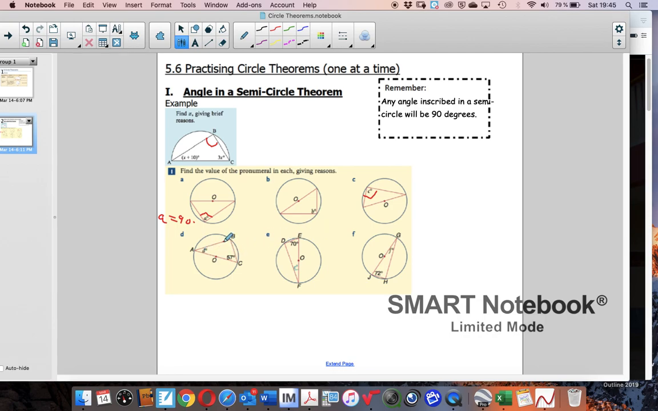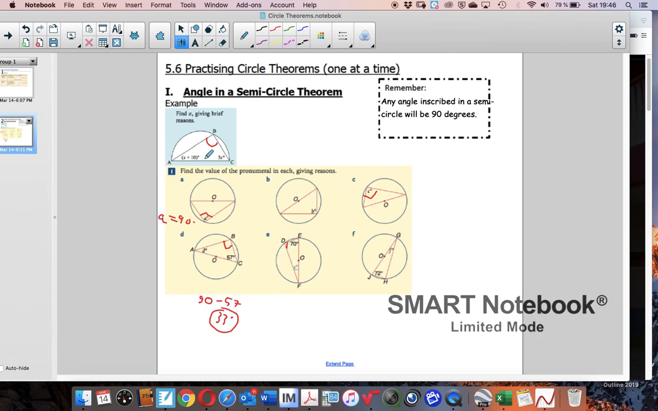Now they're just asking you for the other angle, so you can see that this here is 90 degrees. That will mean that these will add up to 90 degrees. So your angle D there will be 90 minus 57, which will make it 33 degrees. Okay, so you go ahead and practice the other ones.